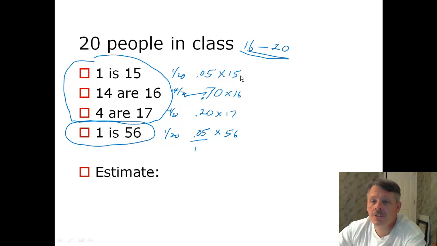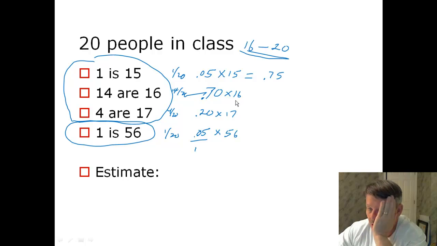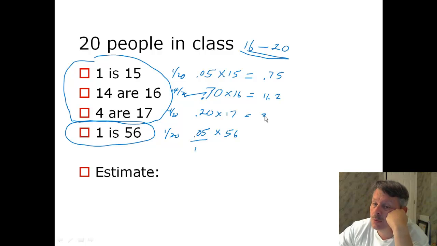Okay, so let's see. 10% of 15 would be 1.5, so that means this is 0.75. And let's see, 16, 70%. Well, 7 times 1.6 is 11.2. And we have 0.2 times 17, so 0.1 times 17 is 1.7, so that would mean this is 3.4. And 1% of 56 would be... 10% would be 5.6, so half of that would be 2.8.